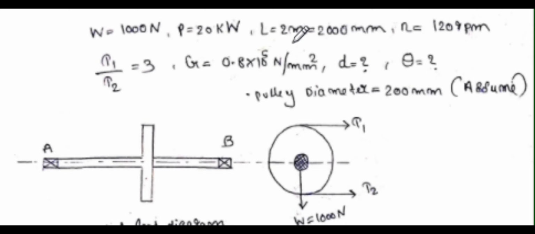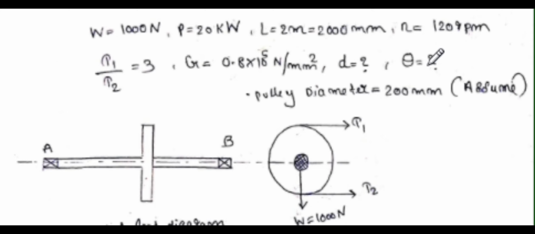Since we have only one pulley, I'm assuming the tensions in the pulley to be T1 and T2. So obviously the ratio of tension will be T1 by T2. Whenever we are taking it in this manner, we always assume T1 to be the larger value and T2 to be the smaller value. So T1 by T2 would be 3. Then G is also given as 0.8 into 10 raised to 5 Newton per square mm. So the first part is we have to determine the size of the shaft. That means we have to find the diameter as well as the twist, theta.